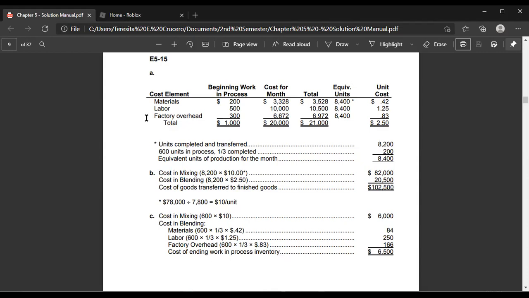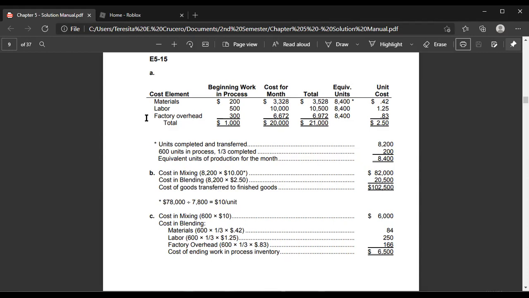The equivalent units, now we are talking about the blending department, is 8,400. The units completed during the month, as given, are 8,200. And then we have the ending inventory of 600 units, but the work done is only one third, so you get 200 units here. The total units of equivalent production is 8,400. That will be our divisor in determining the cost per unit.